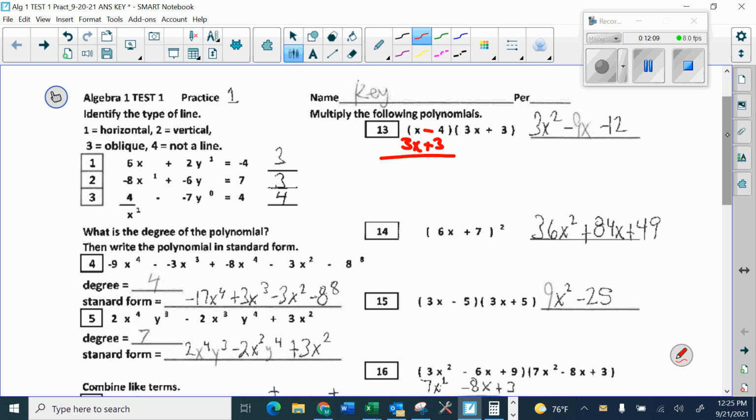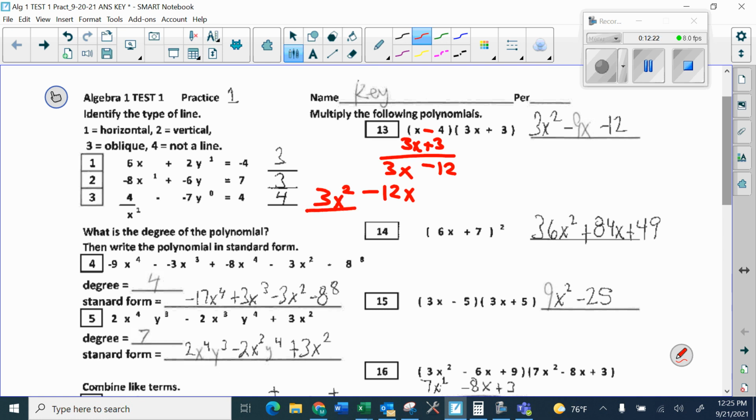3 times negative 4 is negative 12. 3 times x is 3x. 3x times negative 4 is negative 12x. And 3x times x is 3x squared. Then I just add straight down. 3x squared. 3 minus 12 is negative 9x. And then I have my negative 12 there. Okay? Just like multiplying two numbers like 23 times 34 in elementary school, except there's no carrying. You just write down the full answer for each one when you multiply those spots together.